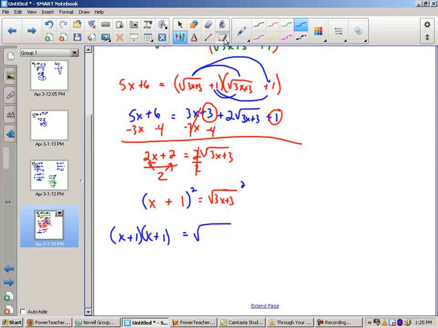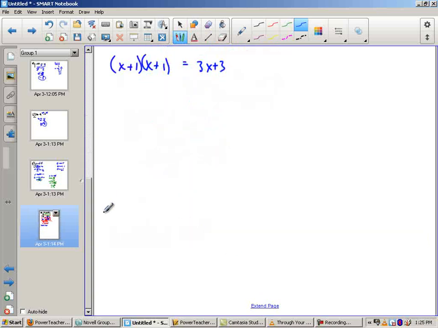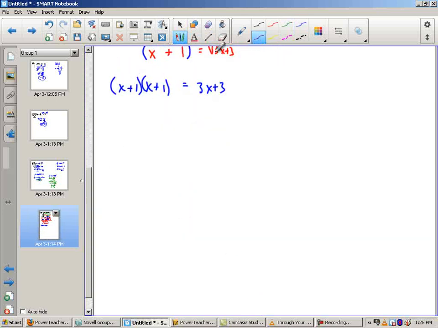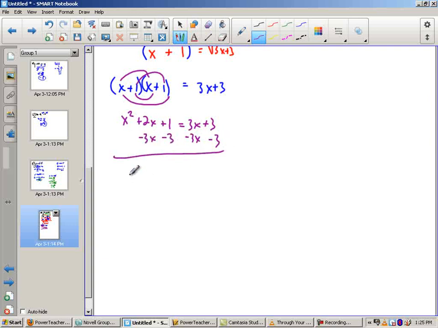Sorry, whoa, we used the square root. Let me back that train up. It is equal to 3x plus 3. I need to go ahead and FOIL here, and that's x squared. I've got 1x and 1x, that's plus 2x, and then 1 times 1 is 1, so plus 1 equals 3x plus 3. Well, I'd like this to equal 0, so I'm going to subtract 3x and subtract 3 from both sides to get x squared minus x minus 2 equals 0.